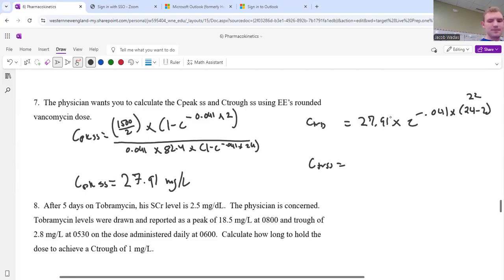What'd you guys get? Is that the peak or trough? Trough, 11.32 milligrams per liter. So this is good. We are between the 20 to 40 for the peak, and between the 10 to 15 for trough. Vancomycin has to be rounded to the nearest 250 dose.